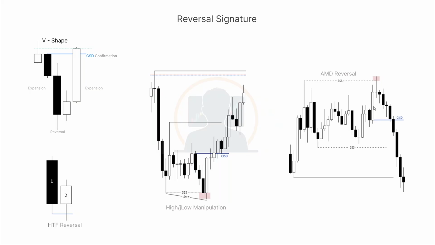So we have another example here where price trades into a key level and immediately expands away from it. After we have a CSD, which is a candle closing below the series of up close candles that form the manipulation leg, you can look to take a trade targeting the opposite side of the range.